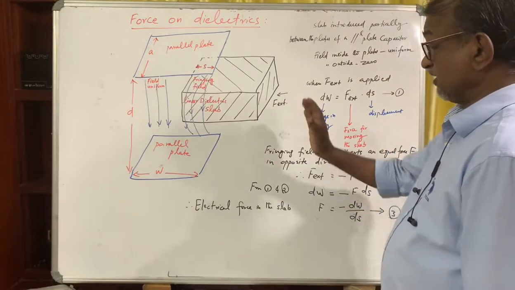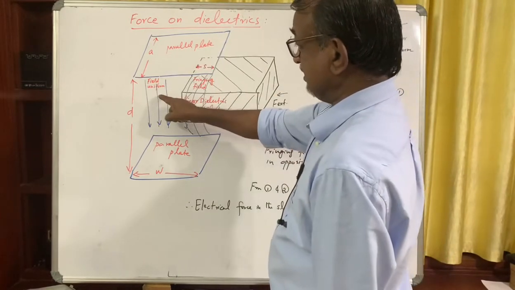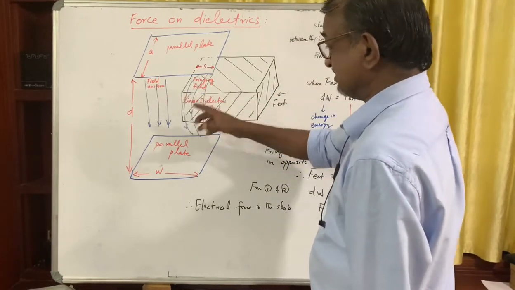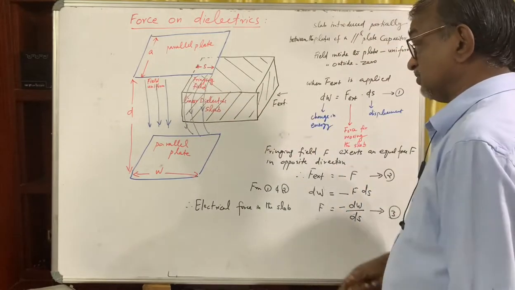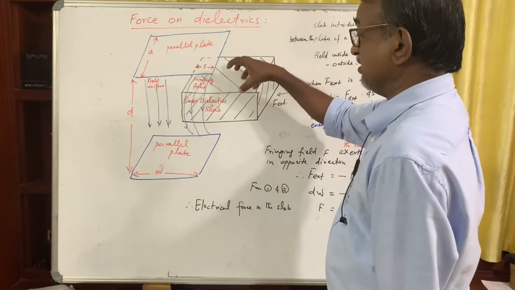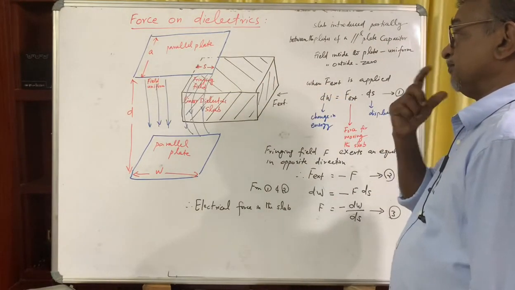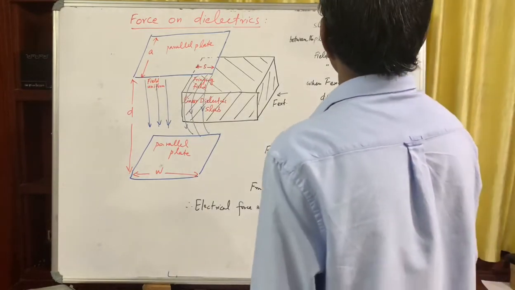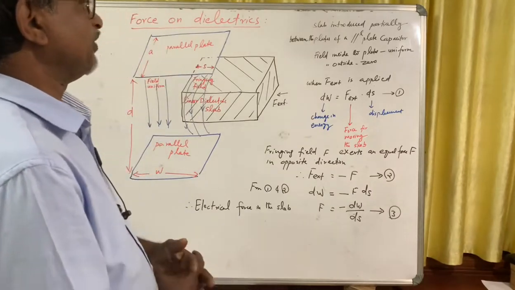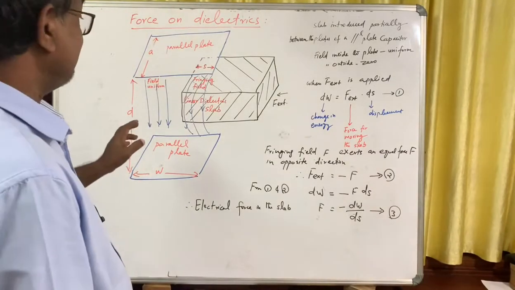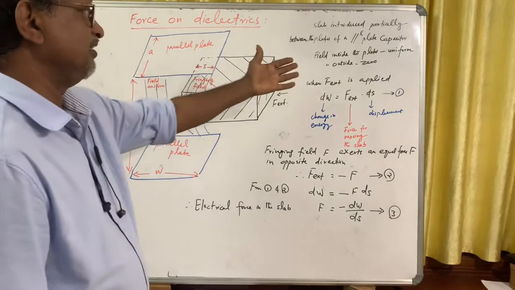When this slab enters in between these two plates, the uniform field fringes, it bends like this. So a fringing field is produced where the slab enters the space between the parallel plates. The slab is introduced partially between the plates of a parallel plate capacitor, and the field inside is uniform and outside the plates the field is zero.